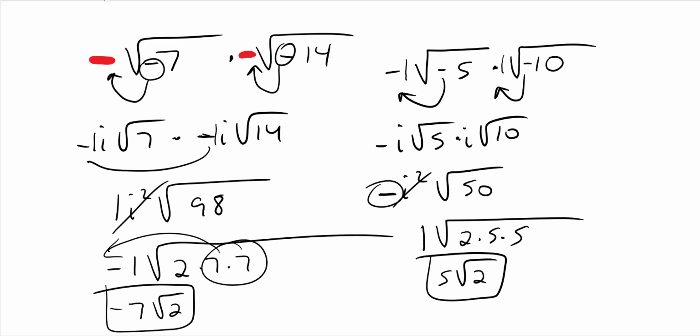So just be careful with the negatives. If there's a negative under the radical, you pull it out. If there's not a negative under the radical, then you don't do anything with it. But be careful, the negatives that are already on the outside.